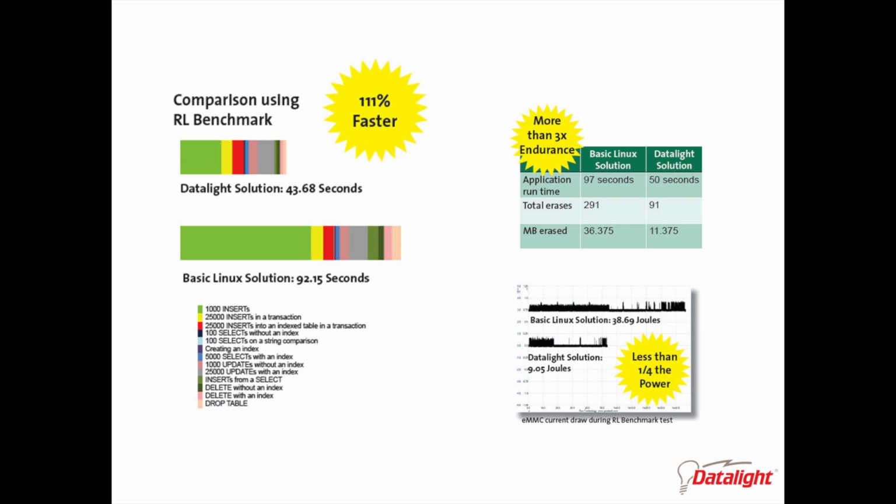Datalight software is particularly effective in fighting write amplification, the additional media overhead for file system writes. By measuring the erase counts, we can tell that Datalight software writes the same data with less than a third of the overhead. And it does this while using less than a quarter of the power, which extends the working time of battery-powered devices.